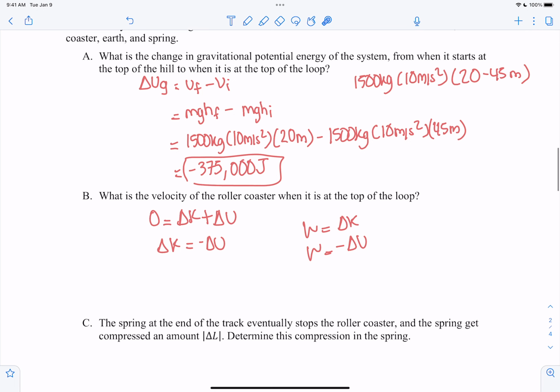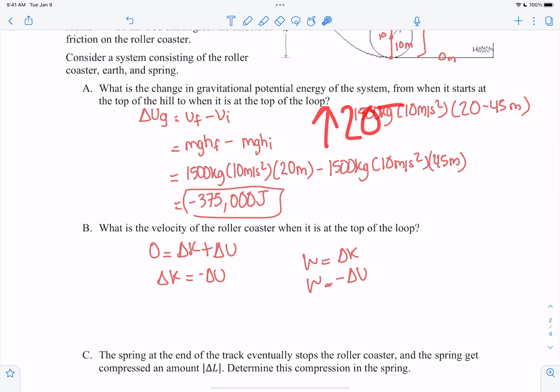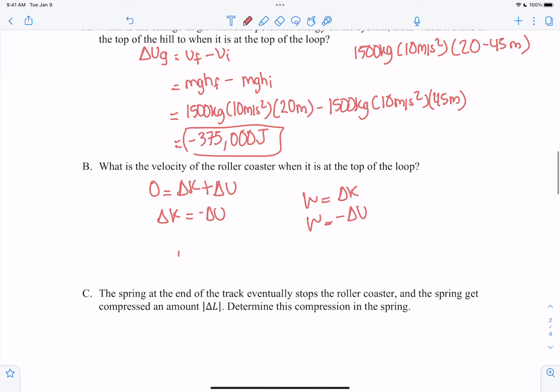Like I said before, if I gain 20 joules for my kinetic, I decreased 20 joules for my gravitational potential energy. So your change in kinetic should be equal to the opposite of the change in gravitational potential energy. Now, if you were to externalize work, where you had W is equal to, just energy is equal to delta K plus delta U.